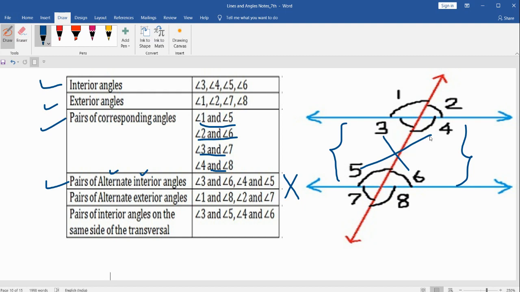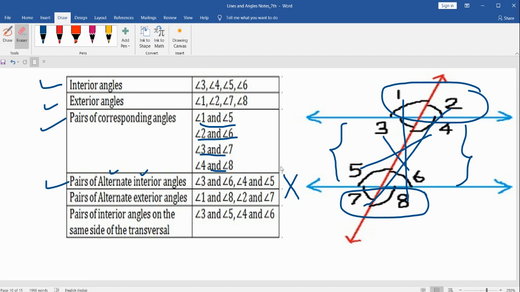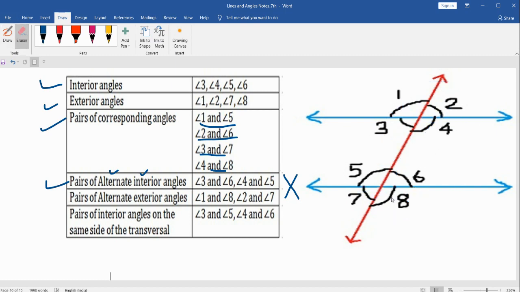Now, pairs of alternate exterior angles. Again, it's simple because we are talking about exterior angles. These two angles and these two angles we are dealing with. And as I said, we deal with x. So here it is 1 and 8, and here it is 2 and 7. So these are your alternate exterior angles.